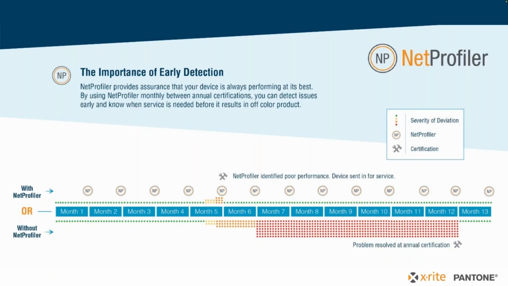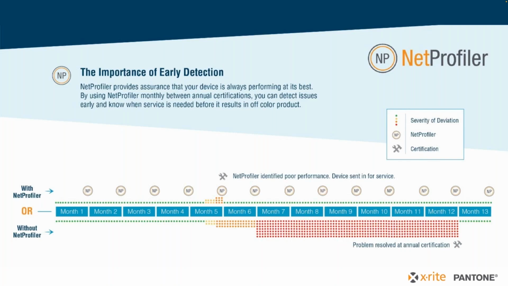So why is Netprofiler important? Simply stated, Netprofiler corrects the drift your device may experience in between annual certifications. In this example, the bottom path depicts the level of deviation a device may have if a company relies solely on annual certification. Over time, the severity of the drift increases, significantly impacting the color accuracy in months 7 through 12, but the company is not aware of this drift in performance.